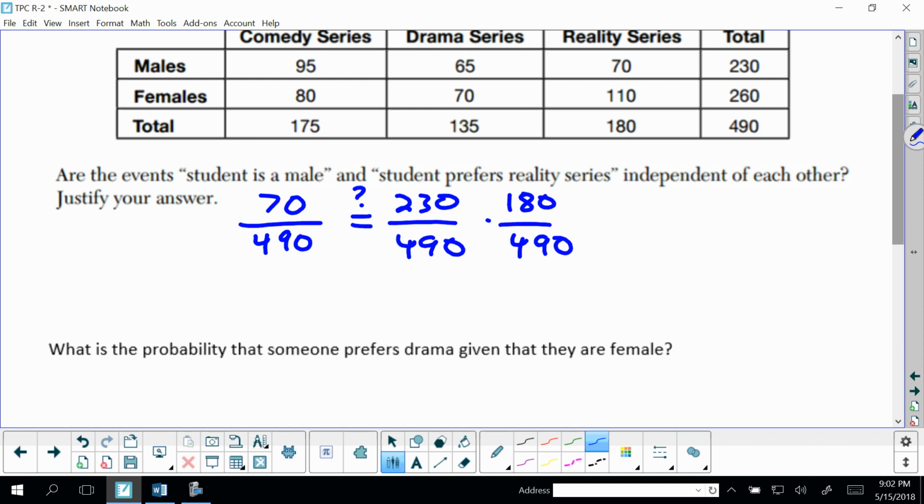Now you always want to punch in both sides because they might reduce. When we punch in the left, we will get 1/7. When we punch in the right, we will get 414 over 2401. Those are not equal. So the question said, are the events independent? We would say no, they are dependent.